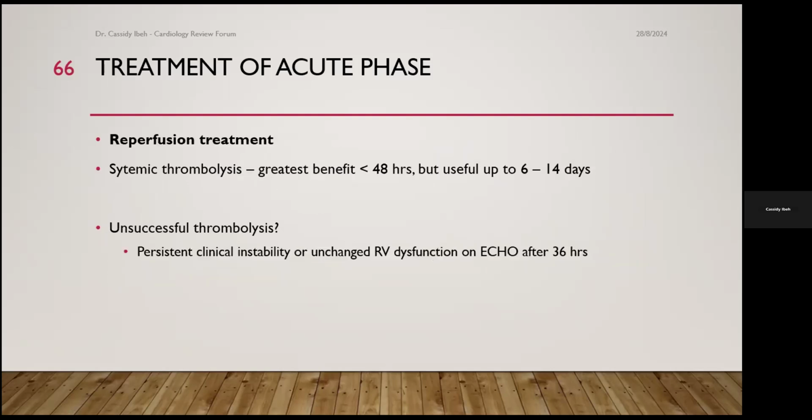Now, for reperfusion treatment, this involves systemic thrombolysis with the greatest benefits if given within 48 hours of patient symptoms. However, it can also be used for up to 6 to 14 days of patient's condition. Now, you also want to look at unsuccessful thrombolysis. This may be as a result of persistent clinical instability or when there is unchanged RV dysfunction on echo after 36 hours. So it may actually be unsuccessful if these are the case.